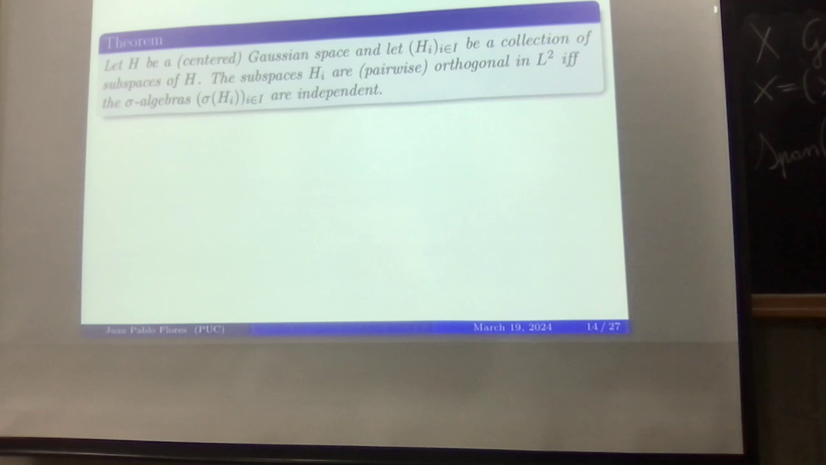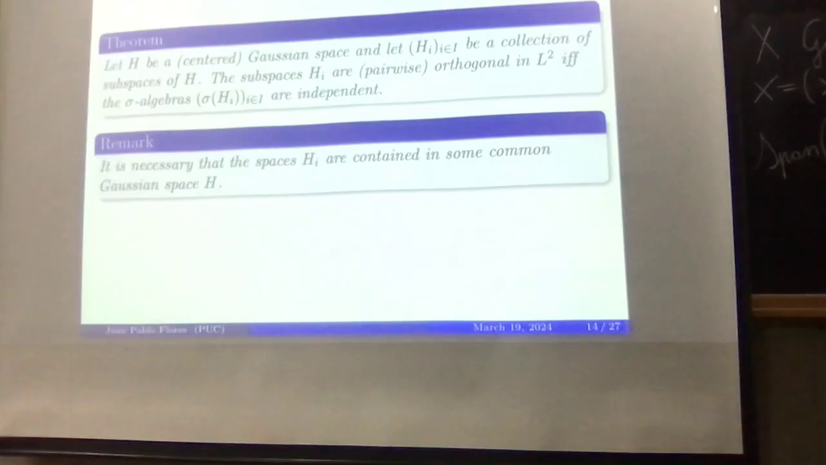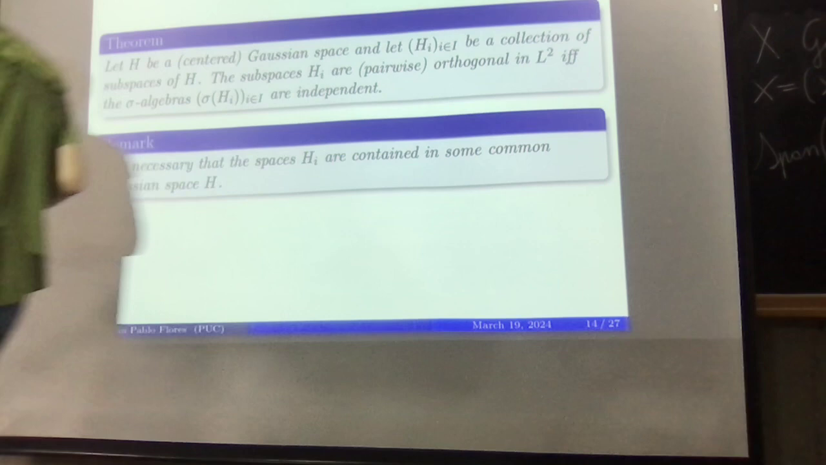In a way, this is a generalization of this other fact that when you take Gaussian vectors, independence is equivalent to uncorrelatedness. Yes, or a diagonal covariance matrix. Yes, yes. So, that's it. The first remark is maybe important to note.